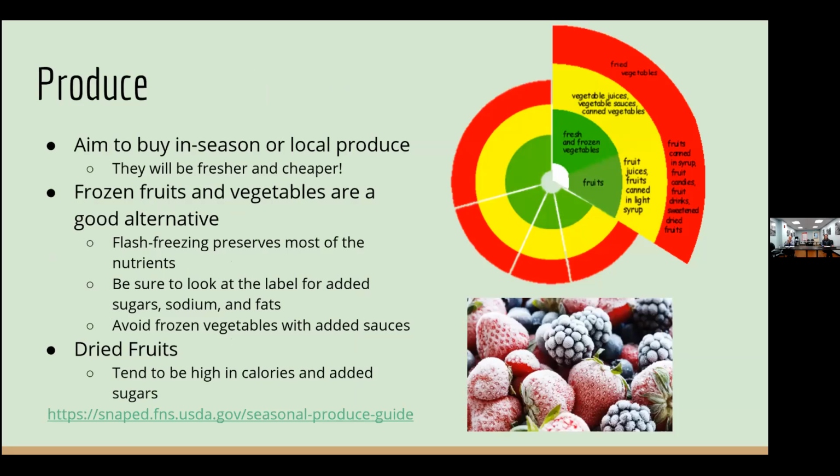Okay, great. So we're going to start with produce. Now you see right there the green, fresh and frozen vegetables and fruits, okay? Now you want to buy in season and local produce. It'll be fresher and they'll be cheaper also.